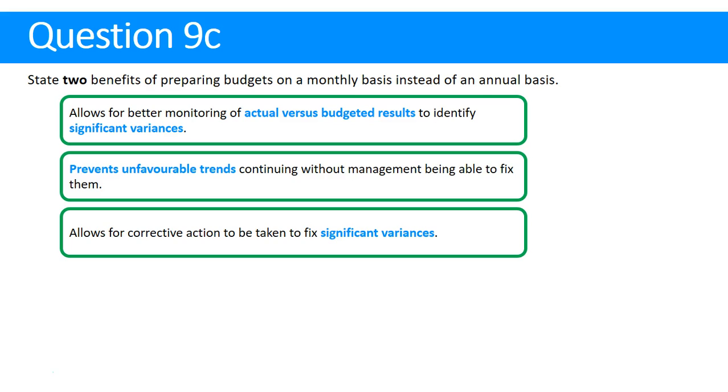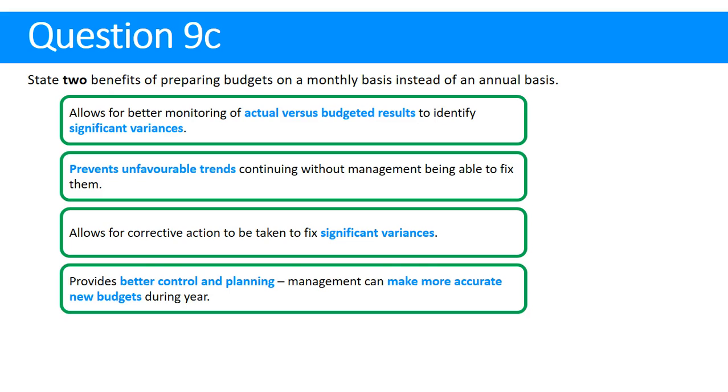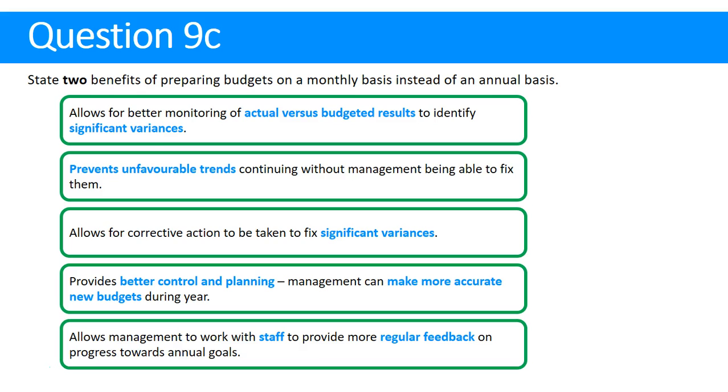You can't fix something if you don't measure it, so we want to be able to take corrective action to fix things, but to do that we're going to need to do a budget very regularly. It provides better control and planning. Management can make more accurate new budgets during the year. That last step of the budgeting process was to make a new budget for the next period, and that budget's going to be useless if we're only doing it once a year. If we're doing it every month, we're going to have a budget with better numbers for every month during the period. And lastly, it allows management to work with staff to provide more regular feedback on progress towards goals.